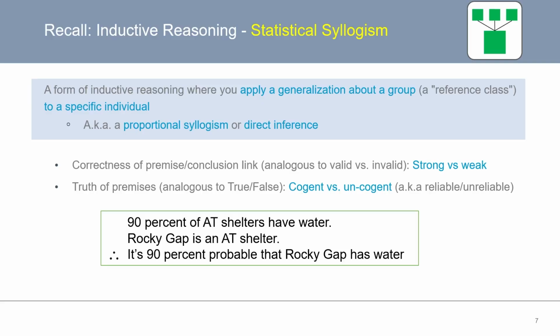Also, we previously discussed statistical syllogisms as a form of inductive reasoning. Here in this example, we have two propositions that can have varying degrees of certainty associated with them, and these are applied to draw a conclusion that similarly has a degree of uncertainty. Specifically here in our first proposition, it says that 90% of Appalachian Trail shelters have water, which has a probabilistic uncertainty associated with it. And a second proposition, the Rocky Gap is an Appalachian Trail shelter, which is certain, ultimately leads to a conclusion that also has uncertainty. Specifically, it's 90% probable that the Rocky Gap has water.